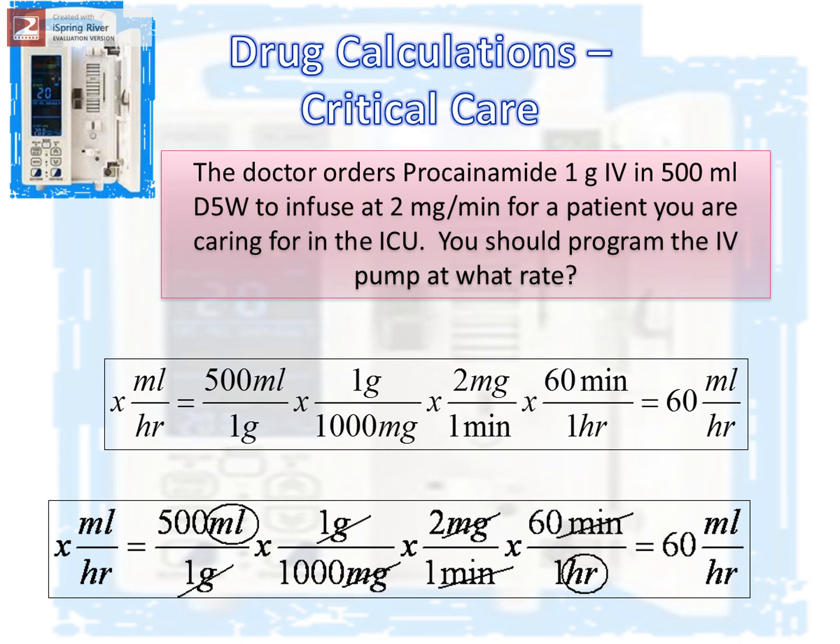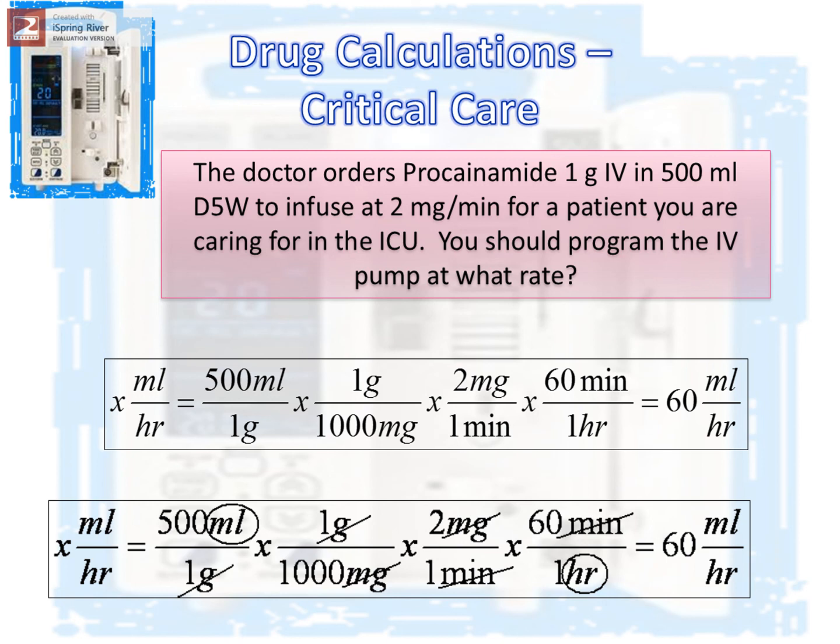So we know the conversion factor for that. 60 minutes on top and 1 hour on bottom. And so our minutes cancel out, our milligrams cancel out, and our grams cancel out, and we end up with milliliters on top and hour on the bottom, so we know we're right. 500 times 1 times 2 times 60 divided by 1 divided by 1,000 divided by 1 divided by 1 is 60 milliliters per hour. Okay, so you're going to program the IV pump at 60 milliliters per hour.